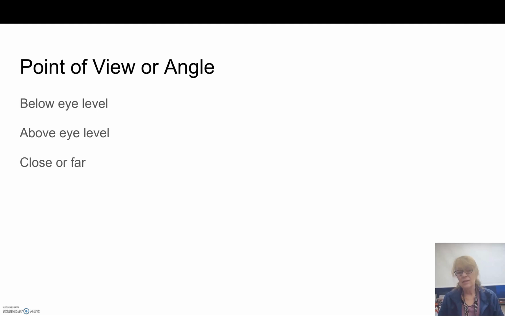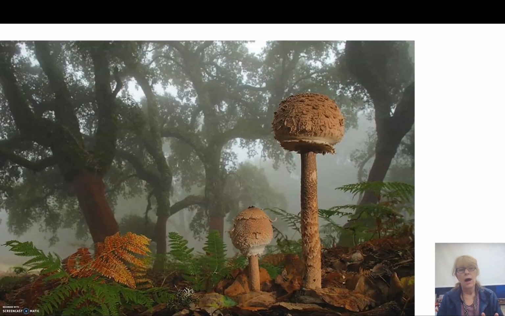Okay, so he's giving us an interesting point of view, above eye level, below eye level. Here, look at this. These mushrooms are on the ground. He's getting in close. Okay, he's almost a little bit below. He's probably laying on the floor of the forest there.